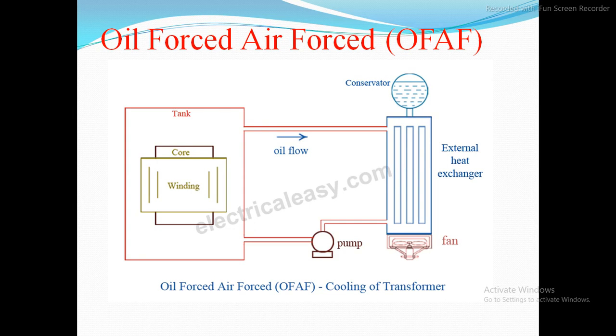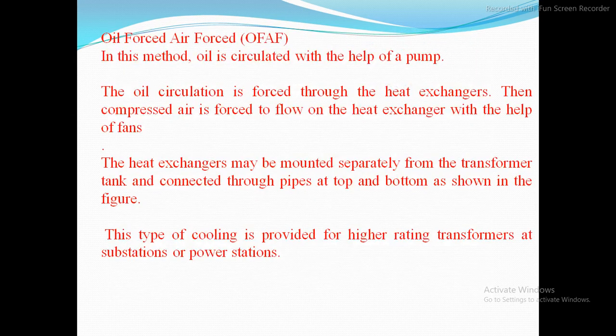Therefore, this type of method is used for a larger kVA, MVA rating of the transformer. So the oil force air force method is circulated with the help of a pump. This circulation is forced through the heat exchanger, then compressed air is forced to flow on the heat exchanger with the help of fans. The heat exchanger may be mounted separately from the transformer tank and connected to the pipes at the top and the bottom of the shown figure. This type of cooling is provided for higher rating transformers at substations or power stations.